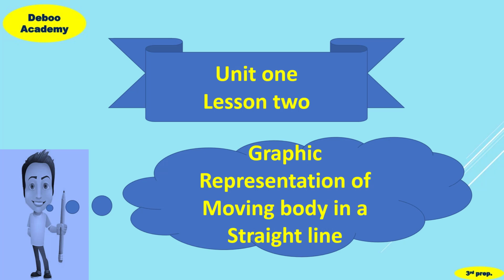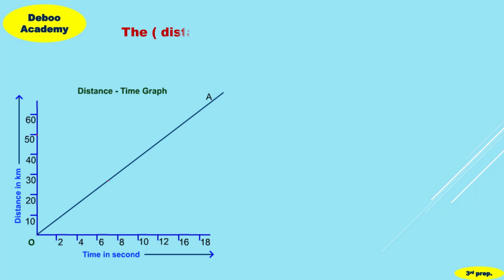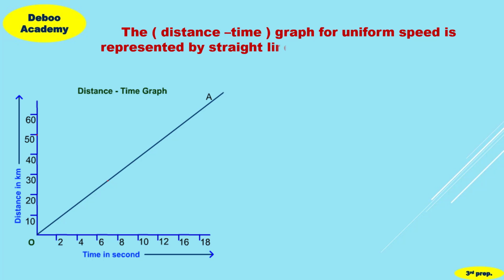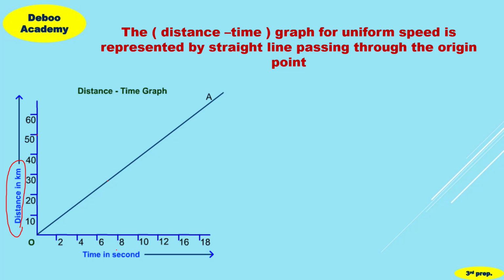Graphic representation of a moving body in a straight line. The distance-time graph for uniform speed is represented by a straight line passing through the origin point. As you see here, this is distance in kilometers and this is time in seconds. The relation between distance and time is called speed. So the distance-time graph in uniform speed is represented by a straight line passing through the origin point.